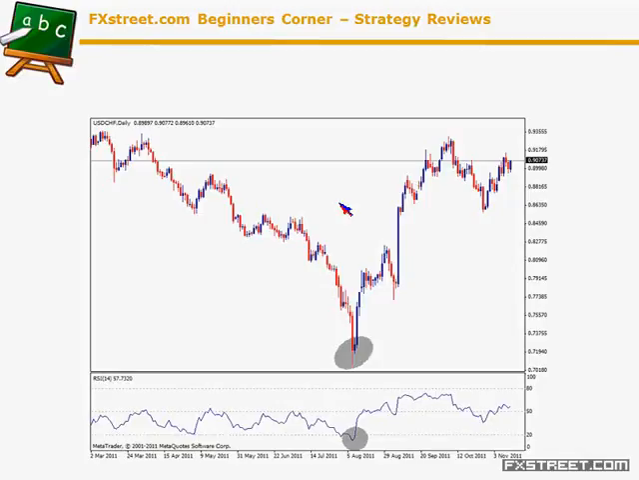Okay, in this particular case, take a look at the dollar Swiss franc daily chart. Okay, this is another example. As you may see, I have the market also on the daily chart bottom. The pair made around a 170 record low, right? At the same time, the relative strength index set a record low also, right?